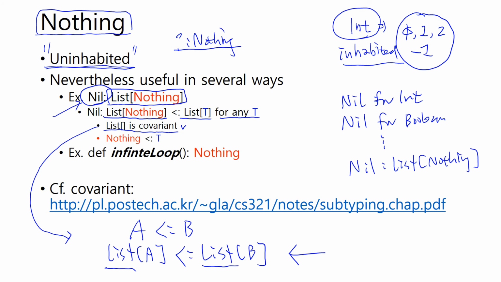If you are not familiar with the notion of covariant and contravariant, you can read the course notes from the programming language course. Another example of using type Nothing is to assign a type to an infinite loop. This infinite loop never returns and never produces any value, so it cannot have any interesting value. So you can just assign type Nothing to the infinite loop and the compilation works. In this way, we can use Nothing in practice for useful purposes.